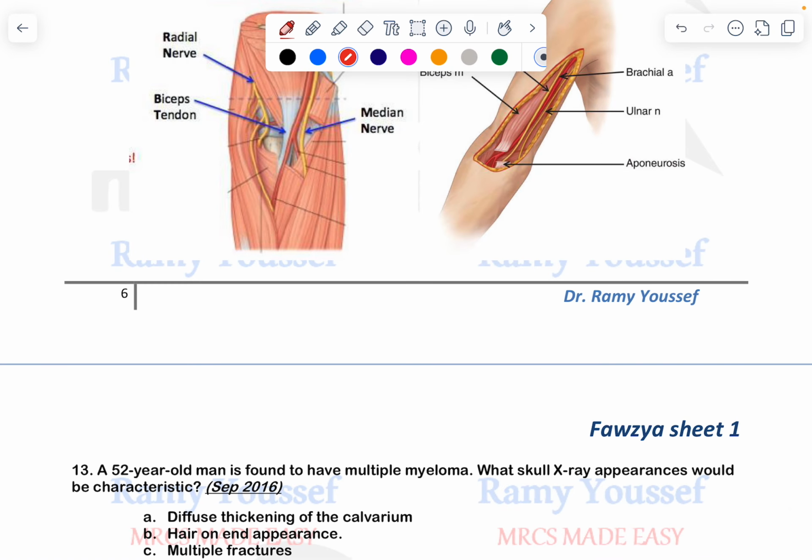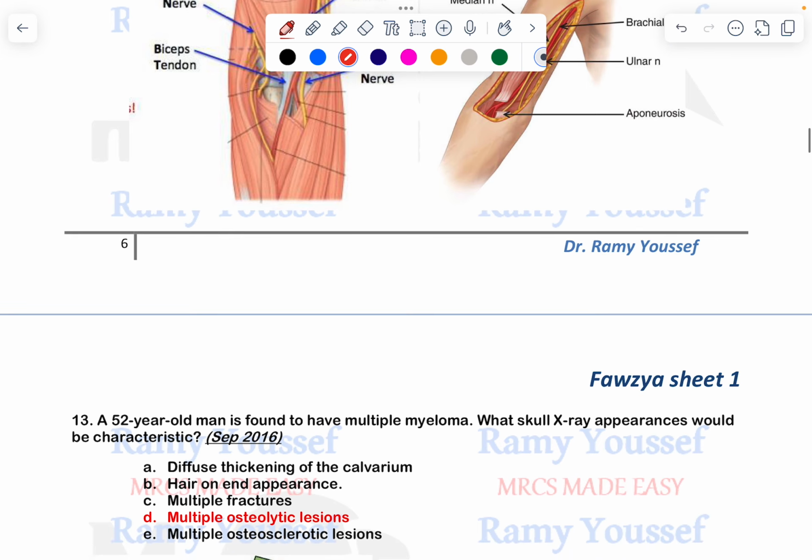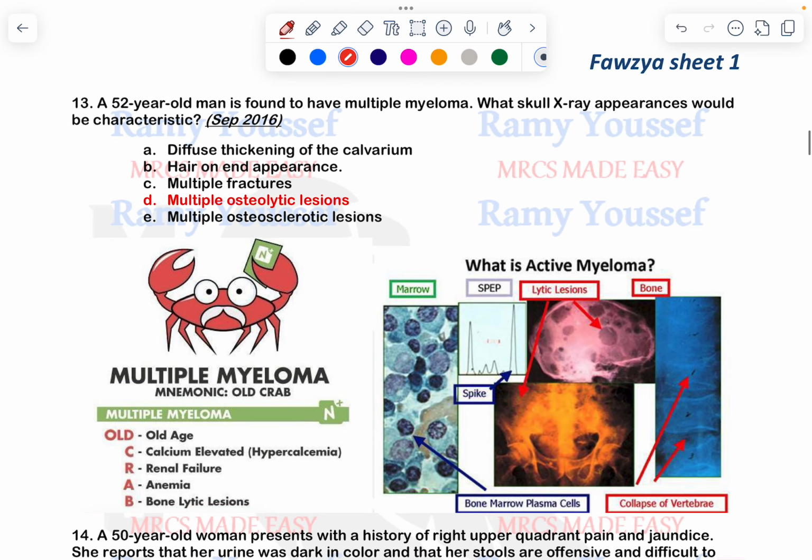A 52-year-old man has multiple myeloma. Skull appearance would be multiple osteolytic lesions. This is multiple myeloma, CRAB. The picture looks like M, myeloma, with N, multiple myeloma, mnemonic OLD CRAB. OLD means old age. Calcium is elevated. Third is renal failure, anemia, bony lytic lesions. So this is active myeloma: lytic lesions, M spikes, bone marrow plasma cells, collapsed vertebra, AL amyloid, multiple myeloma.